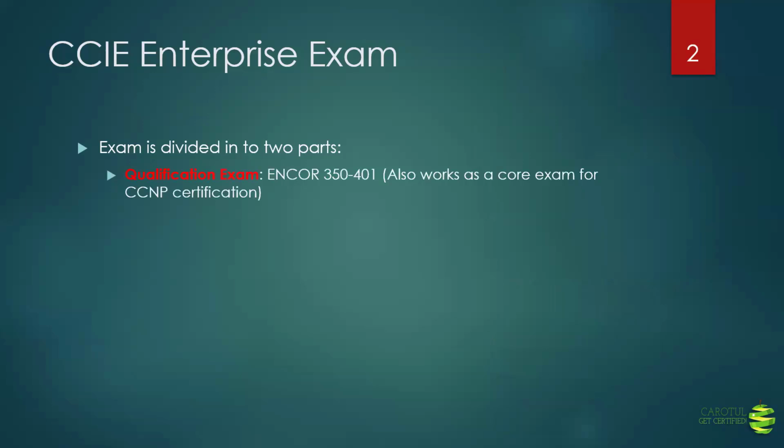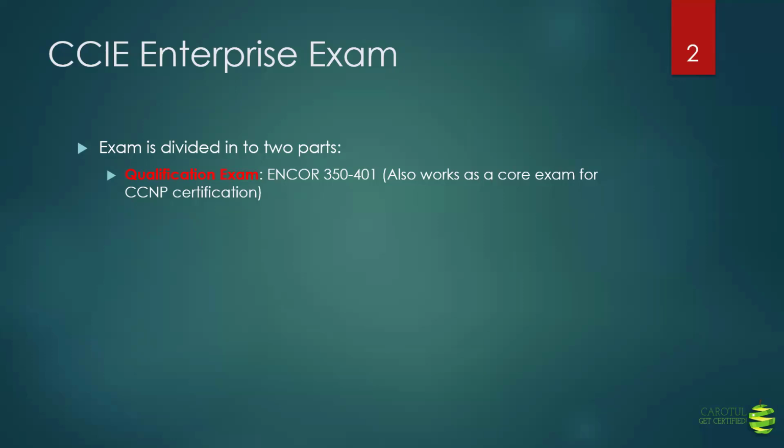One is the qual exam or qualification, which is basically the CCNP NCORE exam, which also works as a core exam for the CCNP certification. So earlier, what used to happen, there were three separate certifications: route, switch, T-shoot, and then you had to take another written exam, the CCIE qualification exam, to be able to book the lab.